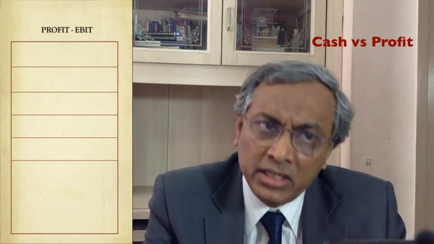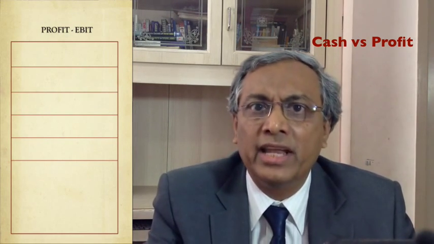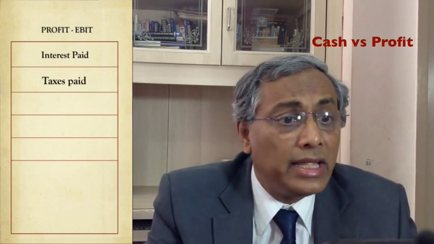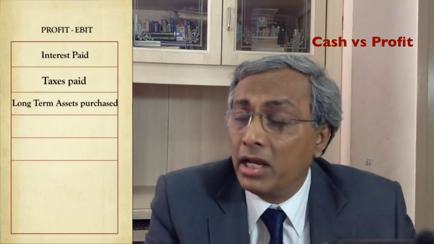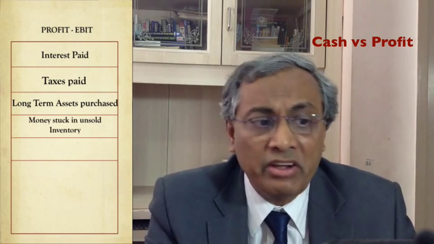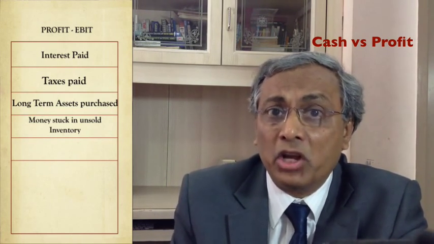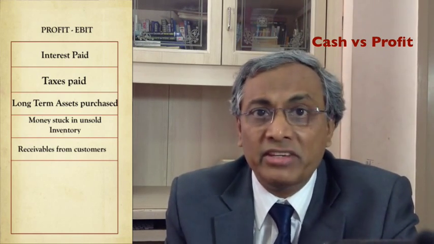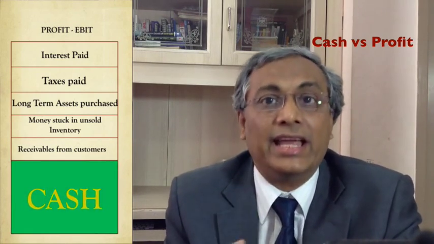Now, from this, you have to deduct a few other elements. What are those elements? First, you have to deduct interest. Then you have to deduct taxes paid. Then you have to deduct any money that you would have used to buy assets. Then a lot of this money, this profit or EBIT, is stuck in the form of unsold inventory. And finally, you may have sold the material and recorded the profit, but you may still not have got the money in hand because your customers haven't yet paid you. So after you deduct all these from EBIT, whatever is left is cash.